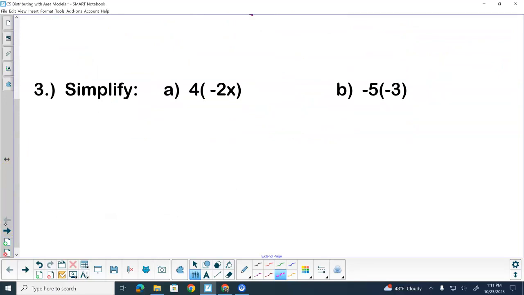Simplifying these two, multiplying. So what is 4 times negative 2x? What do you got, Will? Okay. 4 times, so look at the numbers. The numbers get multiplied together, right? What's 4 times negative 2? Negative 8, and then times x would be negative 8x.